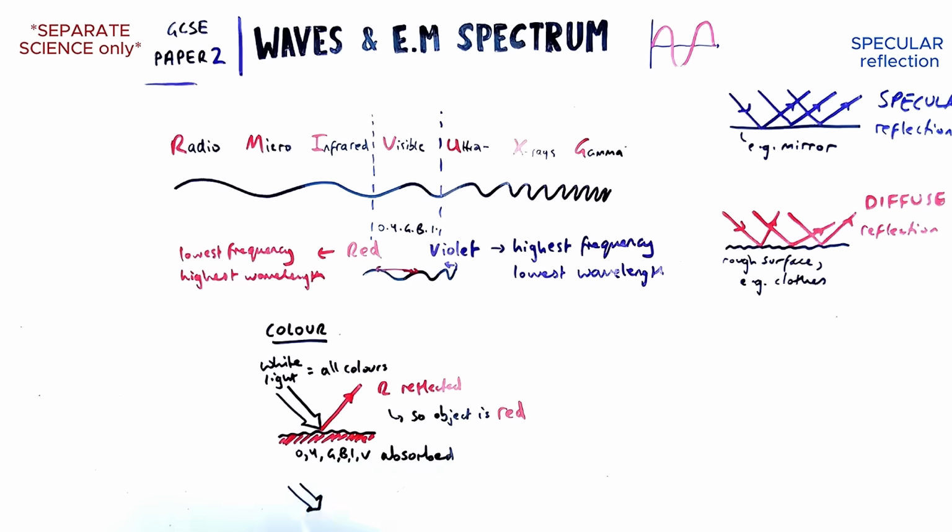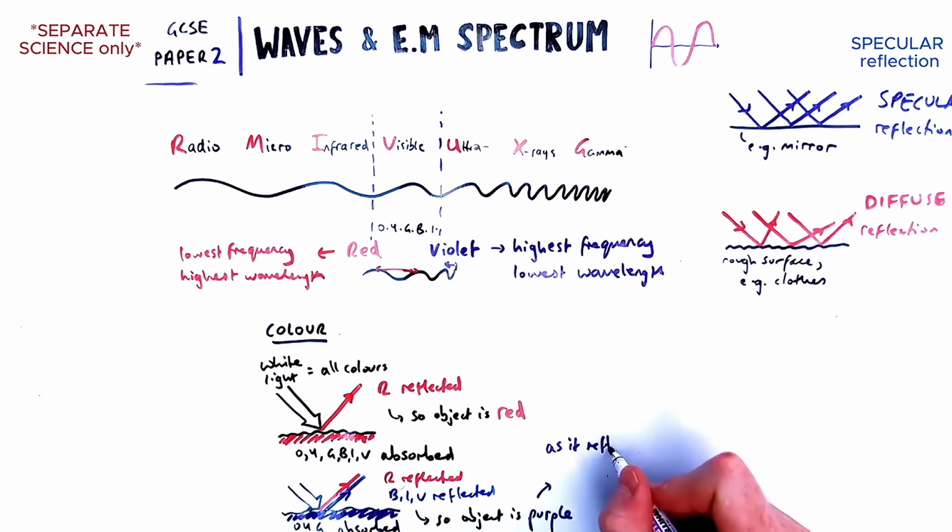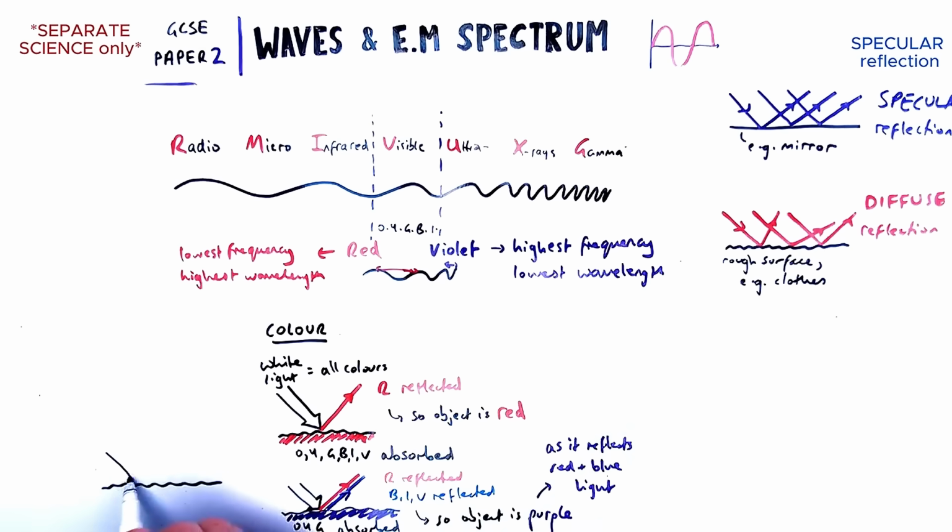In another example, we've got white light incident on this surface down here. Let's say we've got red being reflected and all the blue parts of the spectrum being reflected, so blue, indigo and violet, but orange, yellow and green absorbed. What that would mean is that it would combine the red and blue colours together, so the object would be purple, as it's reflecting both red and blue light. If we have no light being reflected, so in this example all the white or any colour is absorbed, that shows us the object is black or appears black because there's no light reflected and all colour is absorbed.